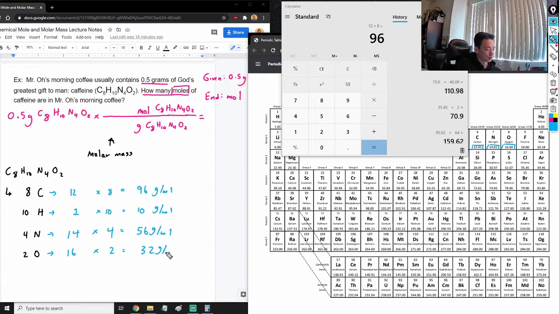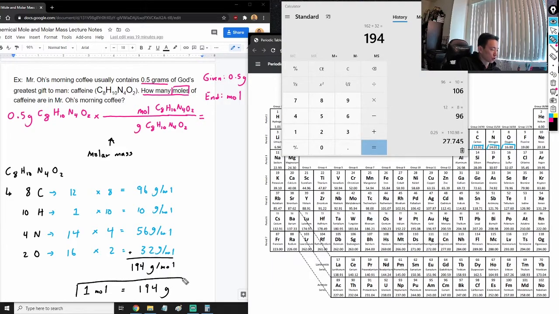So if we wanted to find the molar mass of caffeine when they're all combined, all we need to do is just add them all up together. So we're just going to go on our calculator and punch in 96 plus 10 plus 56 plus 32. And so we find out that caffeine is going to be 194 grams per mole. This means that if I have 1 mole of caffeine, it's going to weigh 194 grams.